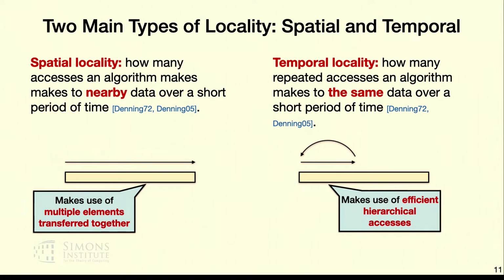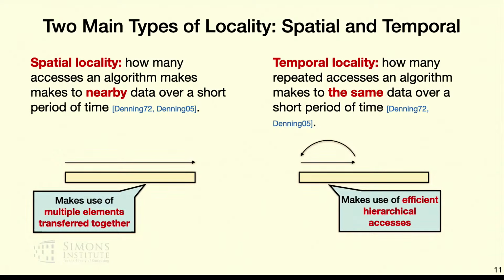As I mentioned before, locality is this core property of algorithm access patterns. There are two main kinds that have been studied for decades. The first one is spatial locality, which is how many accesses an algorithm makes to nearby data over a short time. So ideally, you want to access contiguous memory locations, like for example, reading an array in memory is much faster than reading pointers, like in a linked list or something. And the second one is temporal locality, which is how many repeated accesses you make to the same data over time.